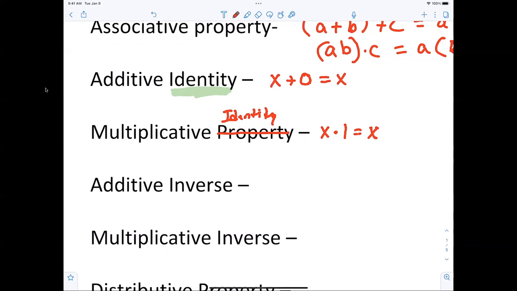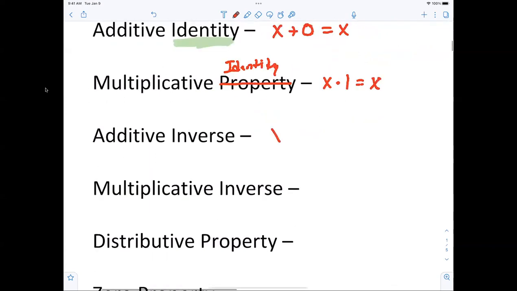Now, inverses, they cancel out. Inverses cancel out. So how do you cancel out x? You add negative x. So when you're adding the opposites, x plus negative x, that will always equal 0. When you add the opposite, they cancel out.